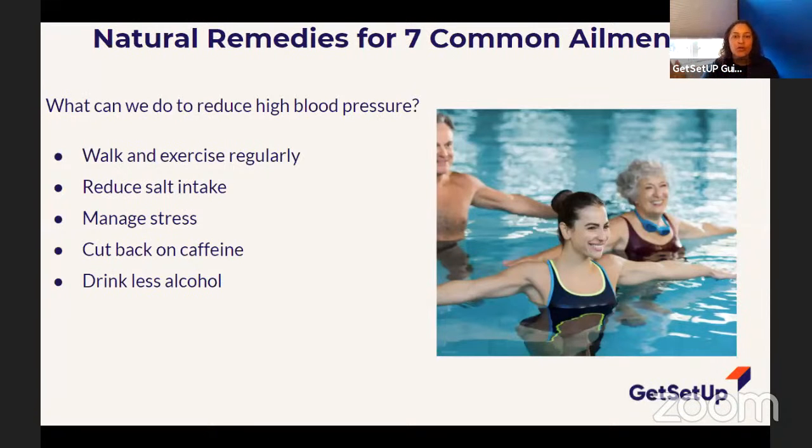And then you can work on all these extra natural remedies. Managing your stress is huge. Cutting back on caffeine can really make a difference. And drinking less alcohol can really make a difference, because both caffeine and alcohol inevitably will increase your blood pressure. Okay, those things have been correlated to increase your blood pressure.